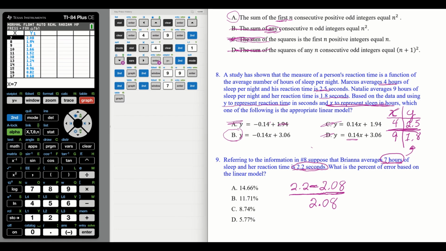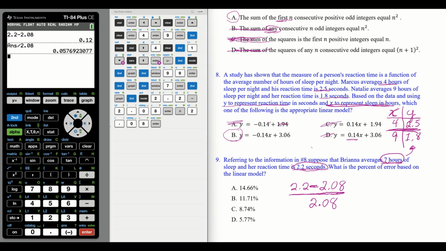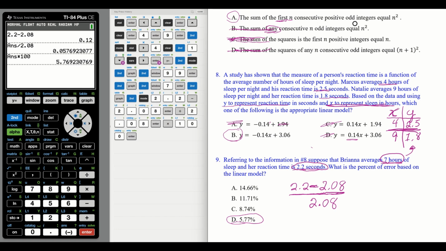and divide by the 2.08. Again, notice we're taking our actual value and subtracting and dividing by our measured. It's measured or predicted out of the calculator. Anyway, let's back out of that and do 2.2 minus 2.08. Enter, divide, 2.08, enter again. That looks like an option, but I am going to go ahead and multiply that by 100. Now I can see with a little rounding that option D is what we need.